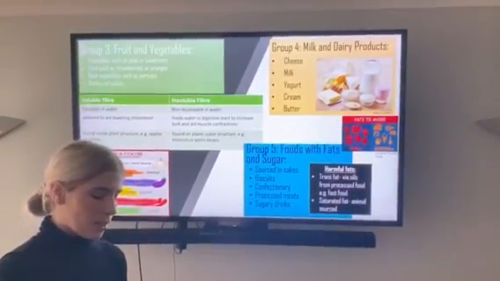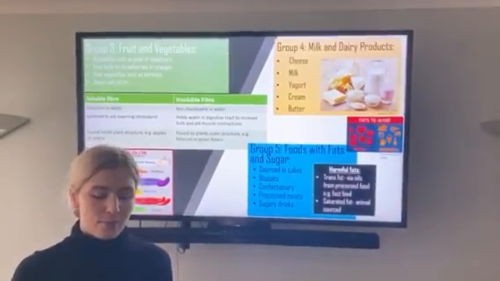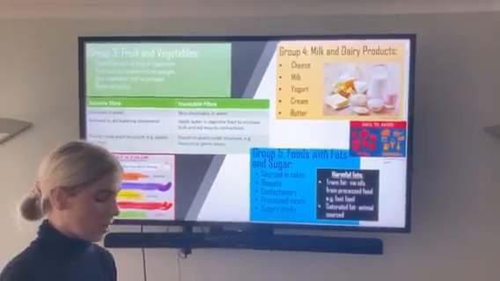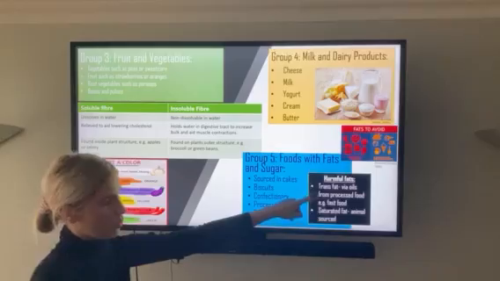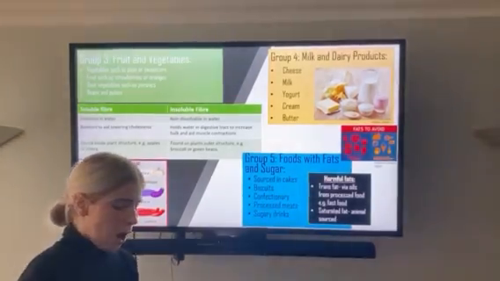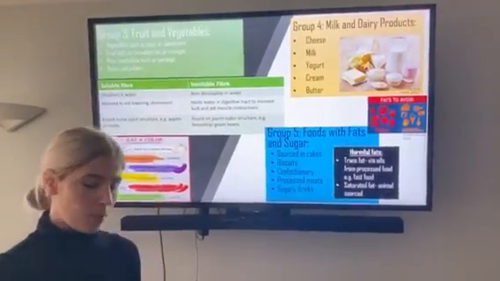Group number 5 sources include cakes, confectionery, processed meat and sugary drinks. These products are high in fat, saturated sugars, trans fat and salts. As you can see here, I've listed examples of where you can find harmful fats. They are not essential for a balanced diet, but they can be included if consumed in moderation.